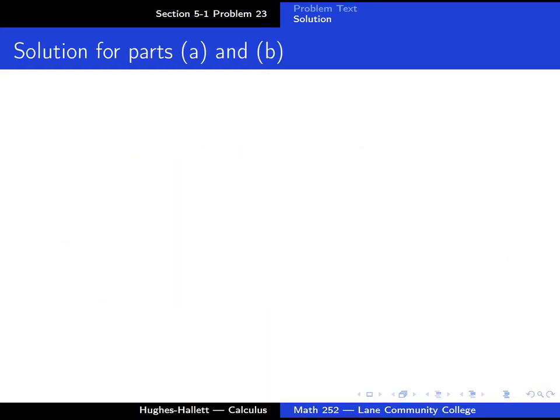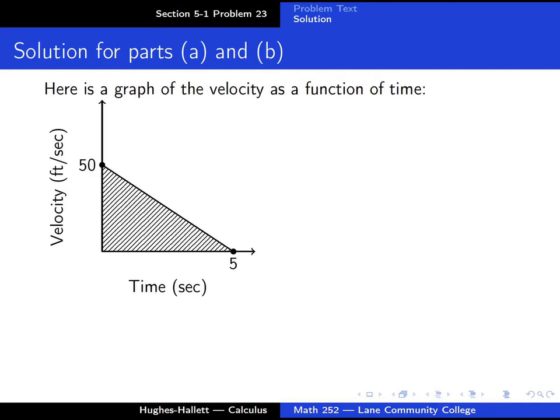So let's put these pieces together. Let's take a look at parts A and B. Here we got a graph of the velocity as a function of time. We've got 2 points on this line. We know that when t is equal to 0, we're moving at 50 feet a second. We know when t is equal to 5, we're not moving at all. And so we can draw a line between the 2 points.